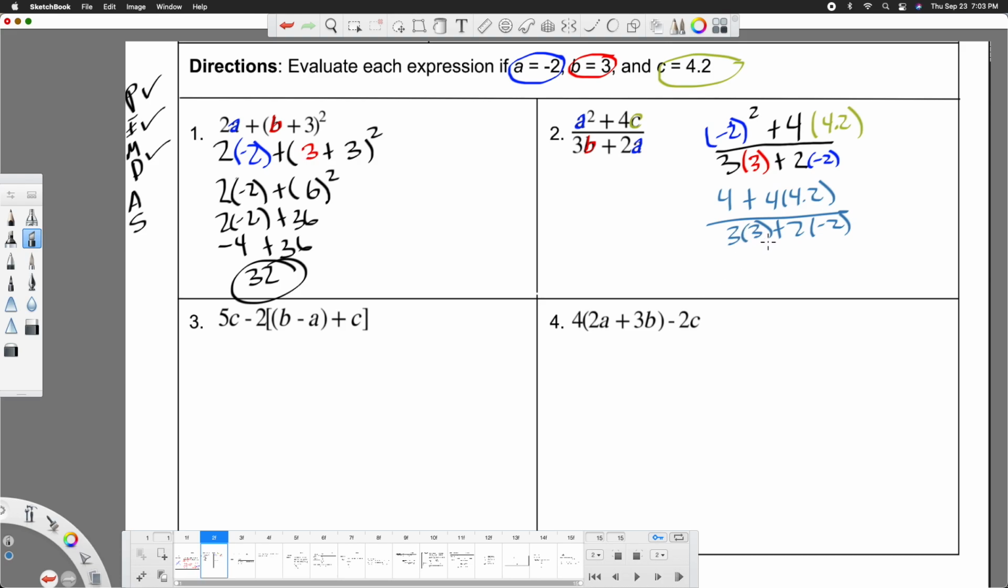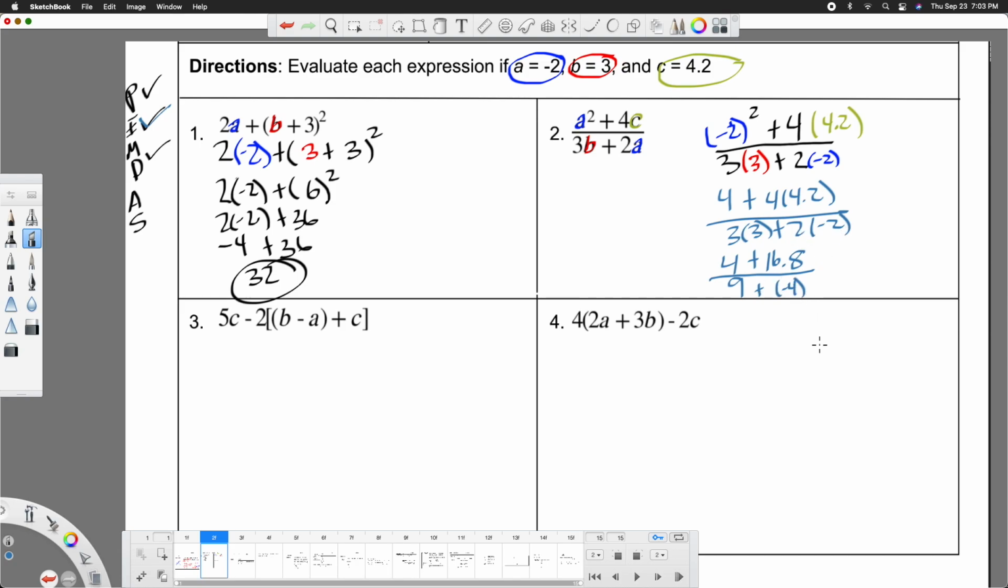All right, so now we did our exponents. We didn't have any parentheses, so we're going to do multiplication or division. 4 plus, and we have 4 times 4.2. So let's see, we end up with 8 and 16.8. And on the bottom we have 3 times 3. And then we have 2 times -2, which is -4.